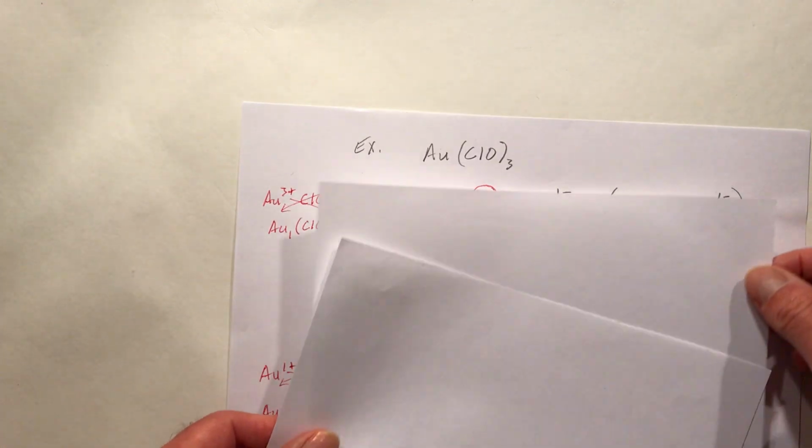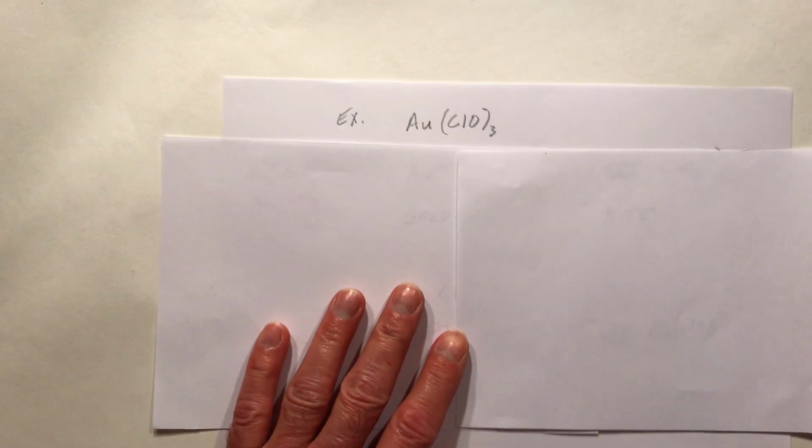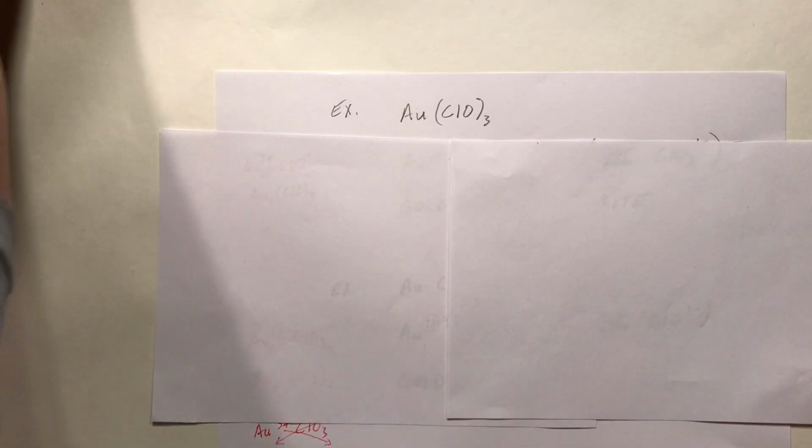So it can be a little bit tricky. You really have to make sure that you are writing the ions out. So here's about as tricky as it can get. Let's consider AuClO3 taken 3 times.